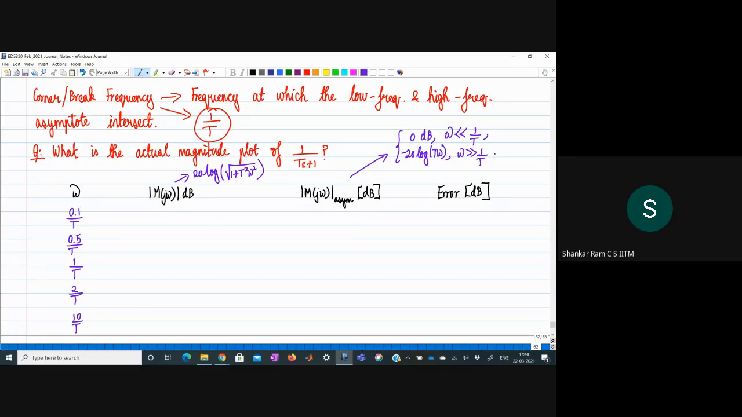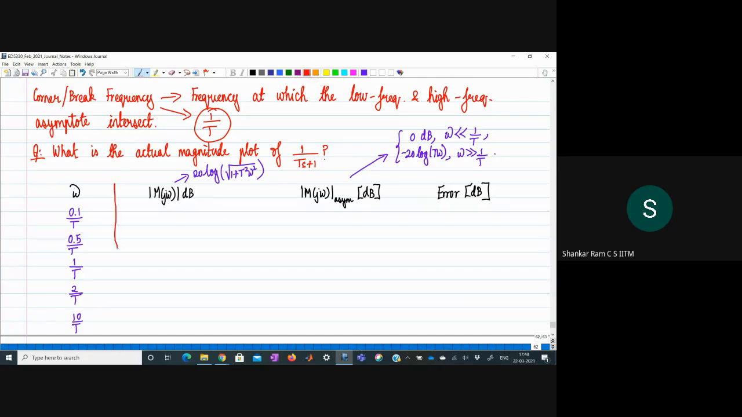You go one decade below the corner frequency, you'll get 0.1 by T. If we go one decade above the corner frequency, you'll get 10 by T. If you go one octave below the corner frequency, we get 0.5 by T. If we go one octave above 1 by T, we get 2 by T. So these are the 5 frequencies for which I just want you to calculate the values.